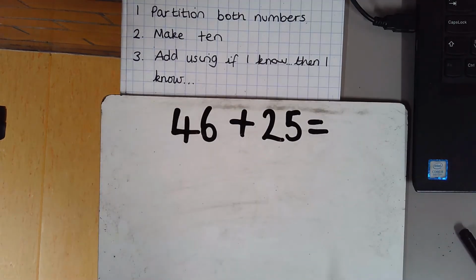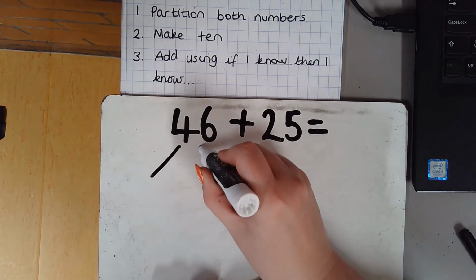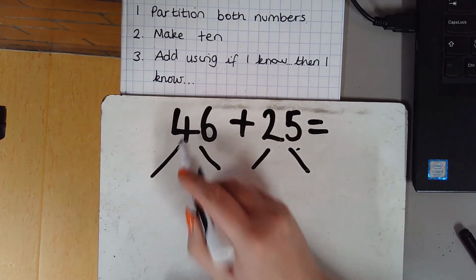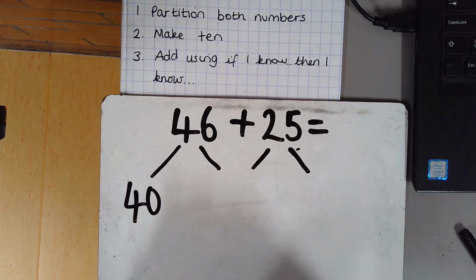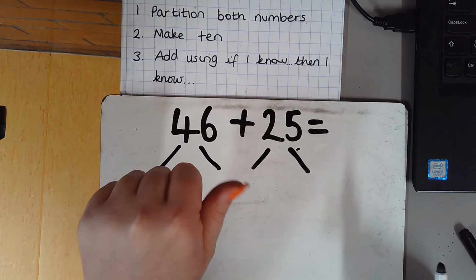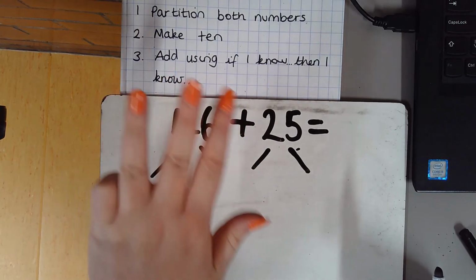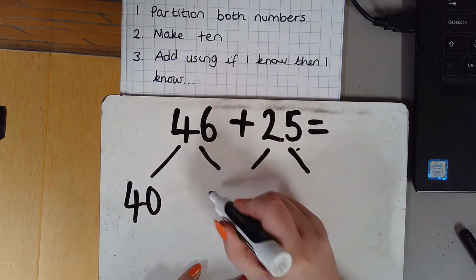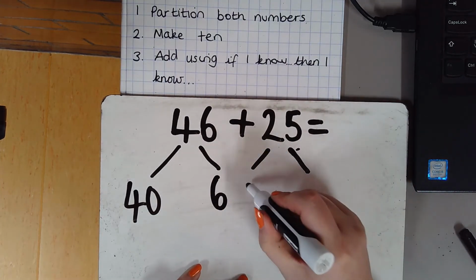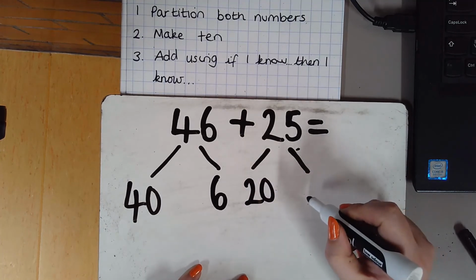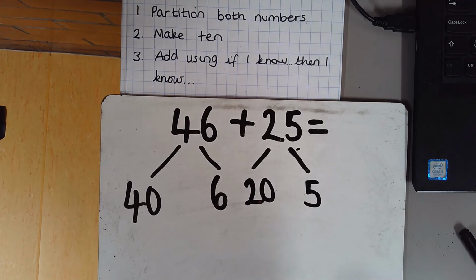Step 1, partition both numbers. 46 add 25. How many 10s have I got? I've got 4 10s, which is 40. If I were unsure, I could roll my 10s. 10, 20, 30, 40. 4 10s is 40. And I've got 6 1s. How many 10s? I've got 2 10s, which I know is 20. And 5 1s.